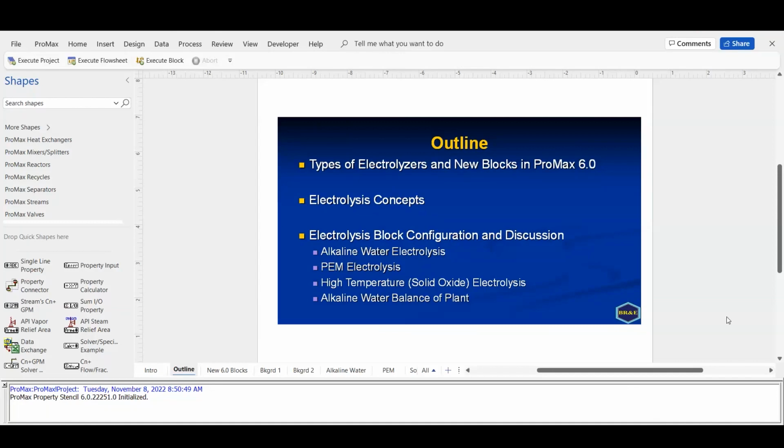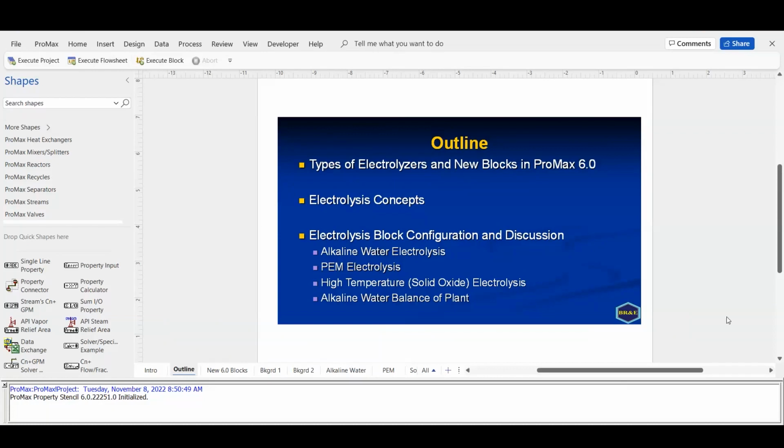And then we're going to go into the really good part of the presentation, I think, which is to show how to simulate alkaline water, PEM, and high temperature electrolysis. And when doing so, we'll kind of introduce you to the key features of the blocks so that you know what all the parameters mean and what you're able to do with the blocks. And those simulations will be just the feed streams to the electrolyzers and their immediate product streams.